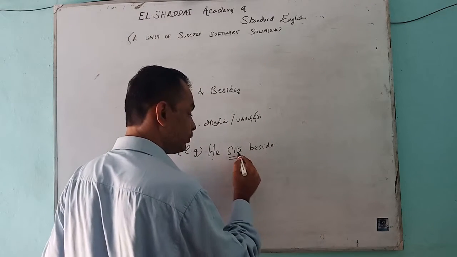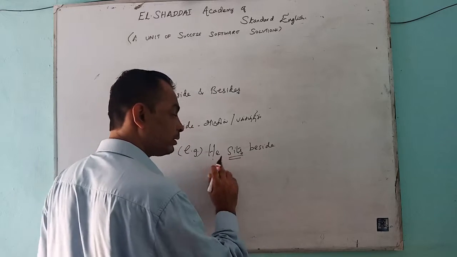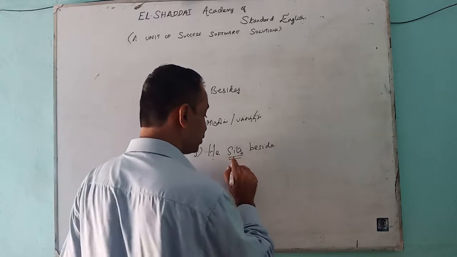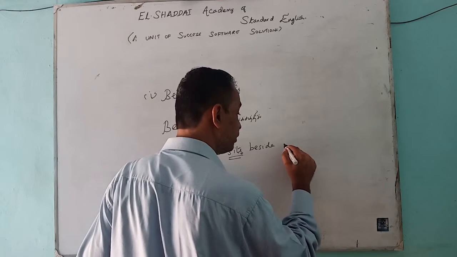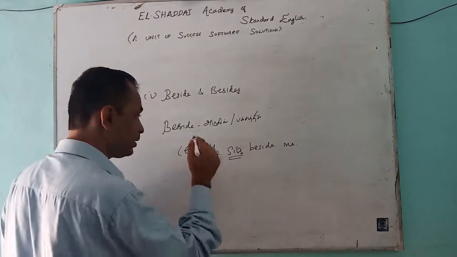When the subject is third person singular, you add s or es to the main verb. So this is the main verb. Sits, sat, sat. Sits and sit. In fact, beside. This is beside me. Clear, got it? So beside.